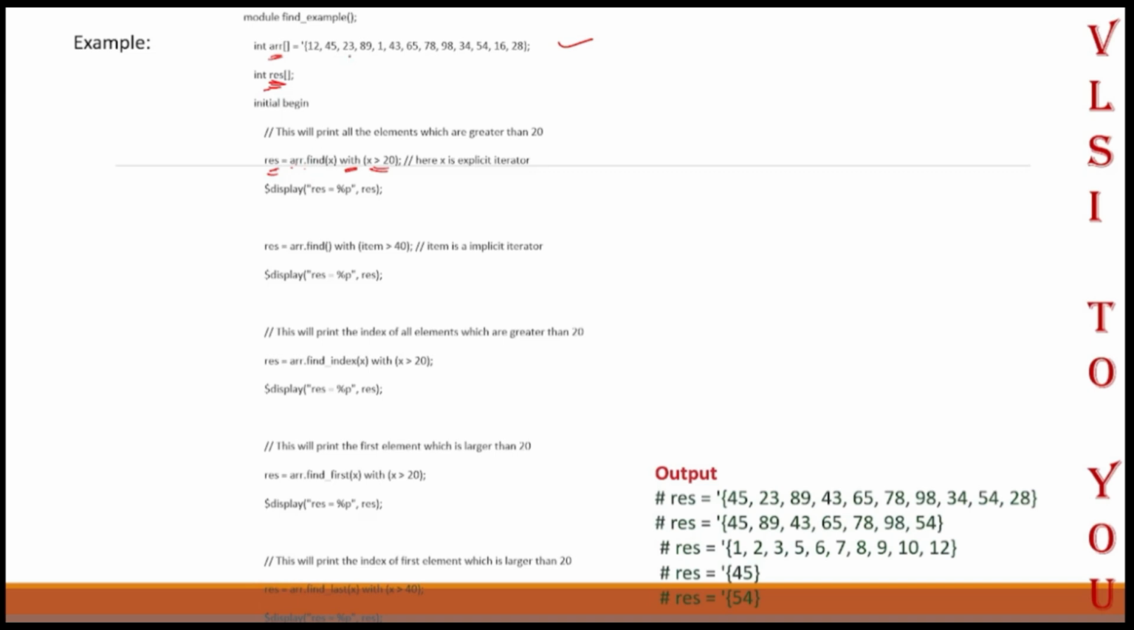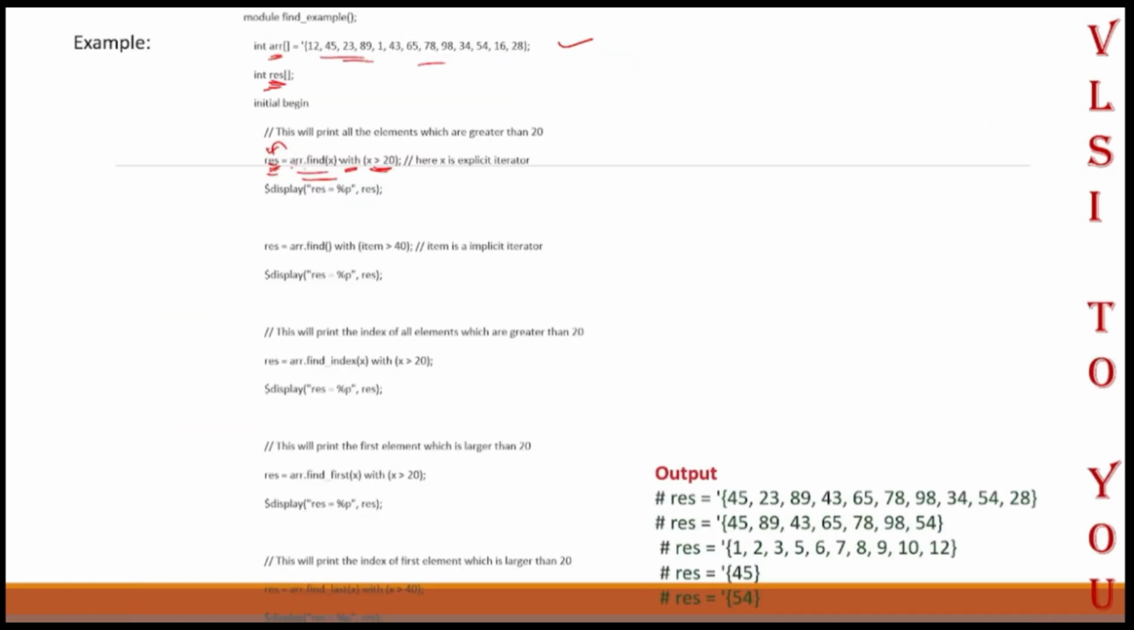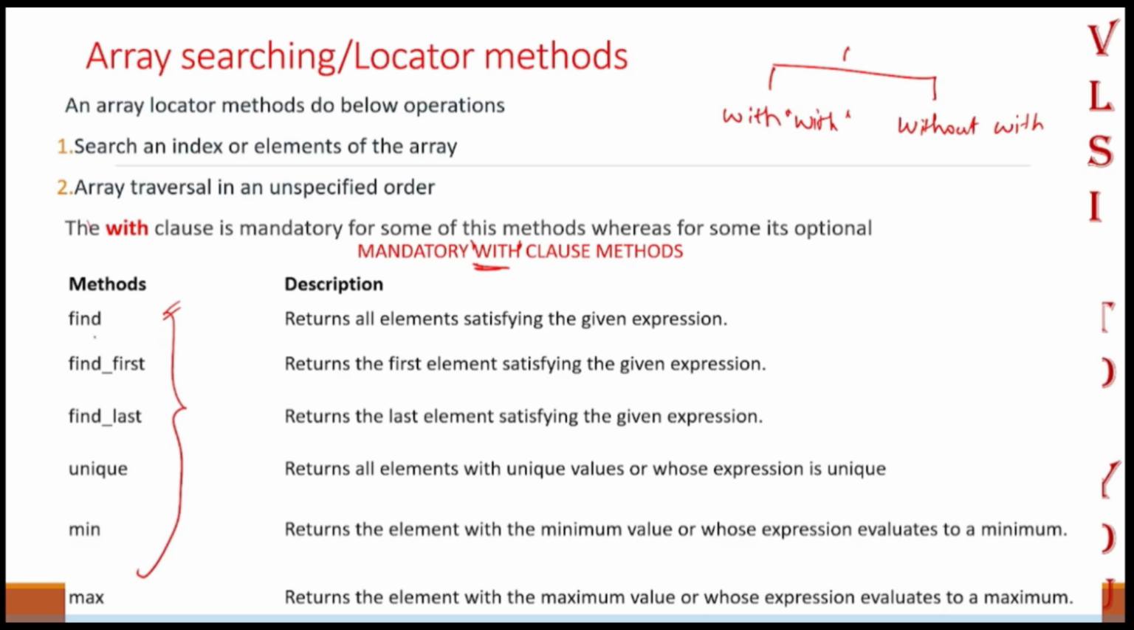So what is it saying? It finds all the values which are greater than 20 and then assigns them to res. Clear? So this is how you will be using the with option. That means with is just like a condition. This operation will come with a condition. When you want to call this function, you definitely have to call it using a with clause. If you are not using the with clause here, this function can't be called.